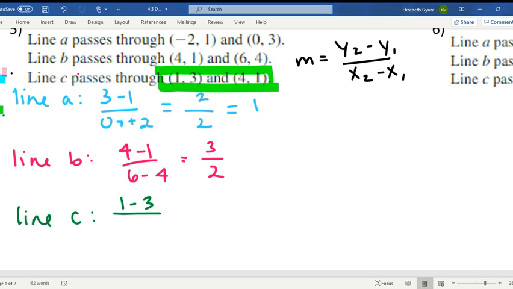Yep, 4 minus 1. Okay, good. 1 minus 3 is -2. 4 minus 1 is 3.